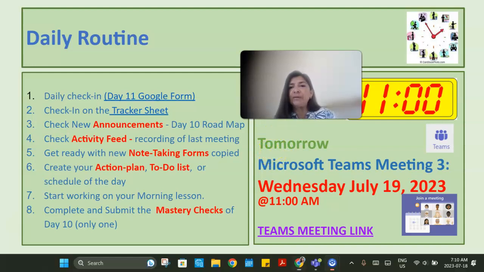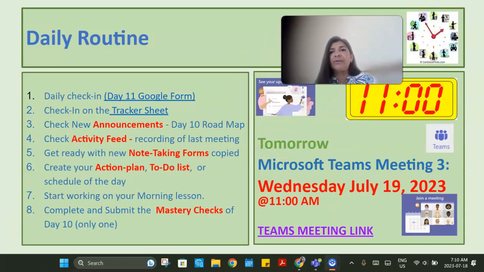The most important thing that you should remember is that our Teams meeting will be tomorrow, not today, at 11, because I want you to have already covered 2.8 and 2.9 to have a general discussion on these two lessons before starting 2.10. So go to your announcements as usual, and read today's roadmap thoroughly, step by step.